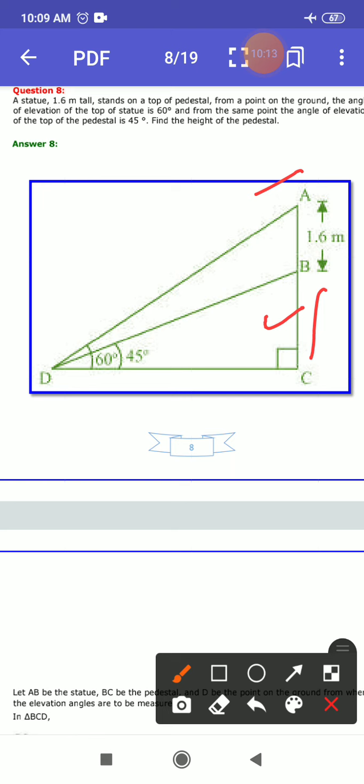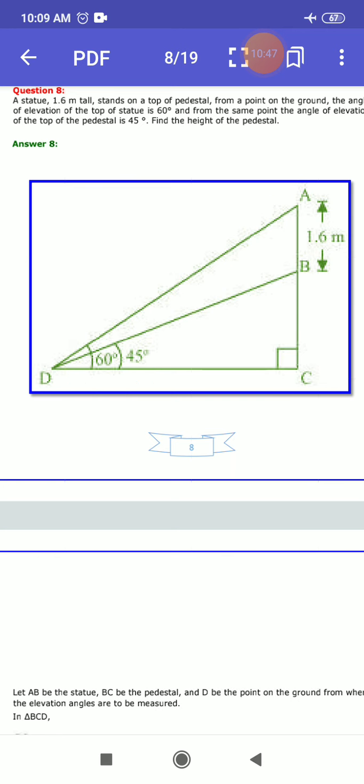Now if any person stands at point D and sees the top of the statue, that is A, then it makes the angle 60. And then when it sees the bottom of the statue, that time it makes the angle 45. So this is the figure. By this figure you have to solve this question. This question is done with the help of question number 7. So it is your homework, do it yourself.